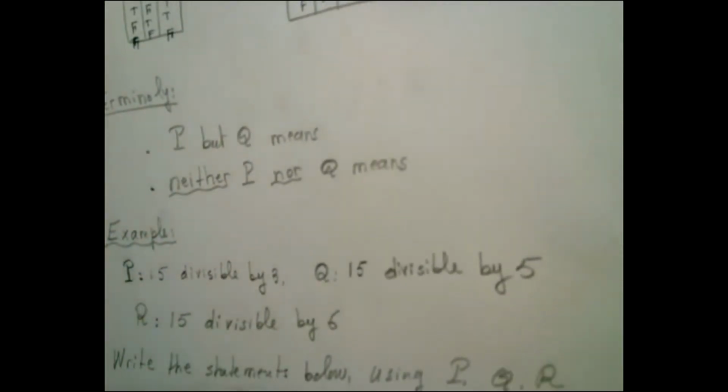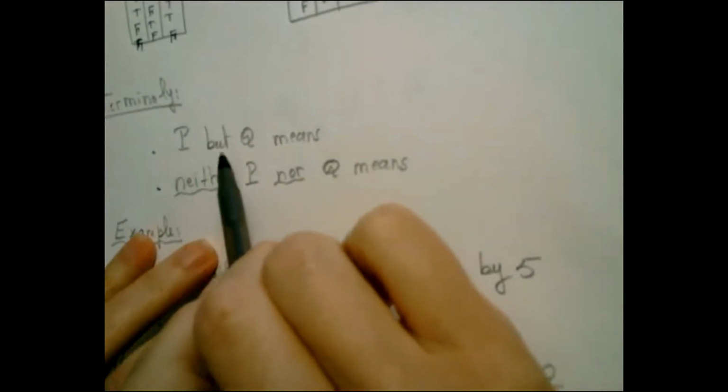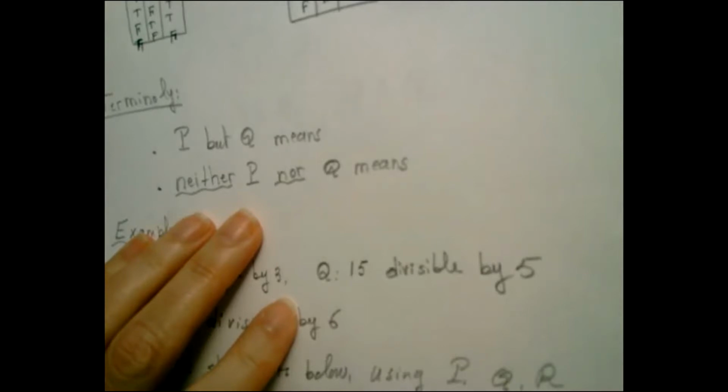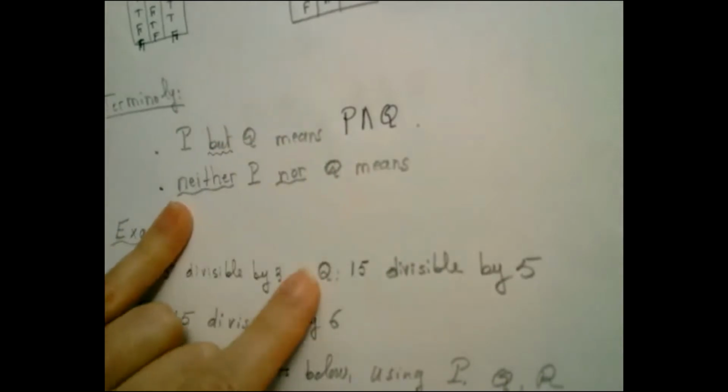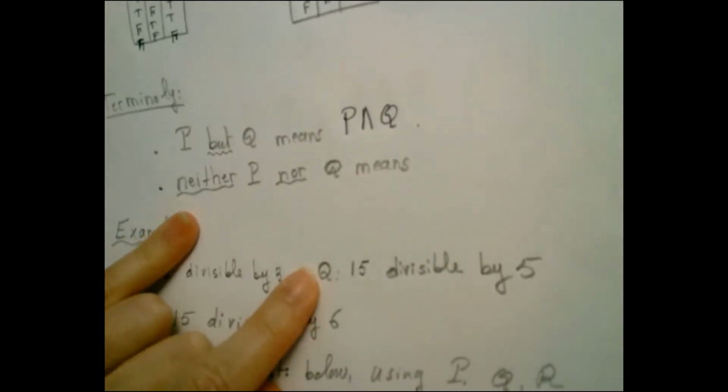Now, sometimes we have the following terminology, like you will read "P but Q." What do we mean by that? This means verbatim P and Q. So whenever you have this "but" here, this means P and Q, which we'll see a lot.